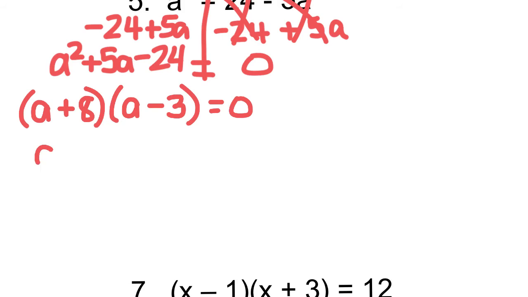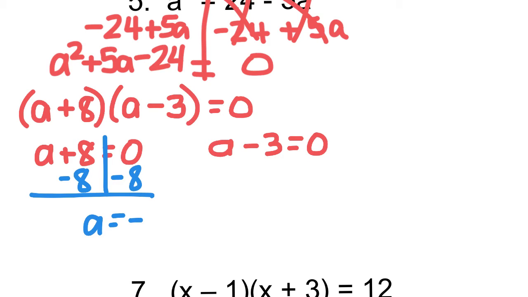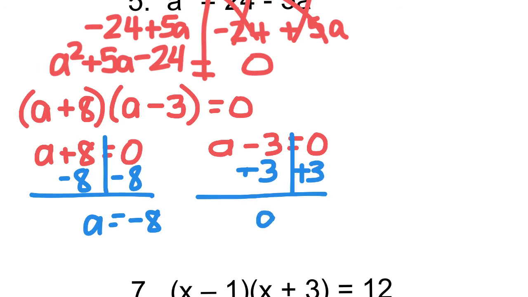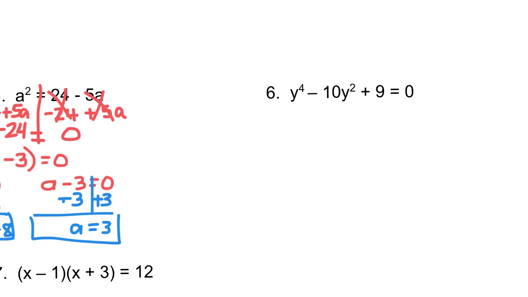Now let's take those factors, each one, and set them equal to 0. Now we can solve, and we have a equals negative 8 and a equals 3. Please box your answers and show all your lovely work. Now let's look at number 6.